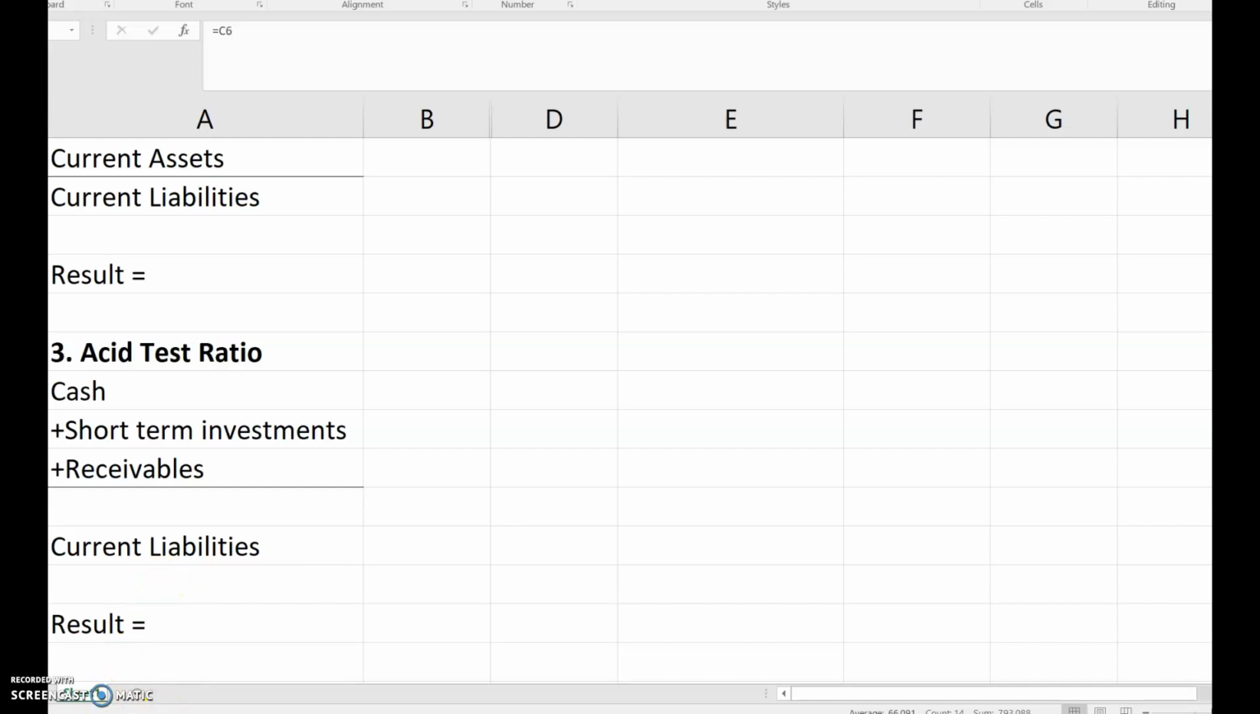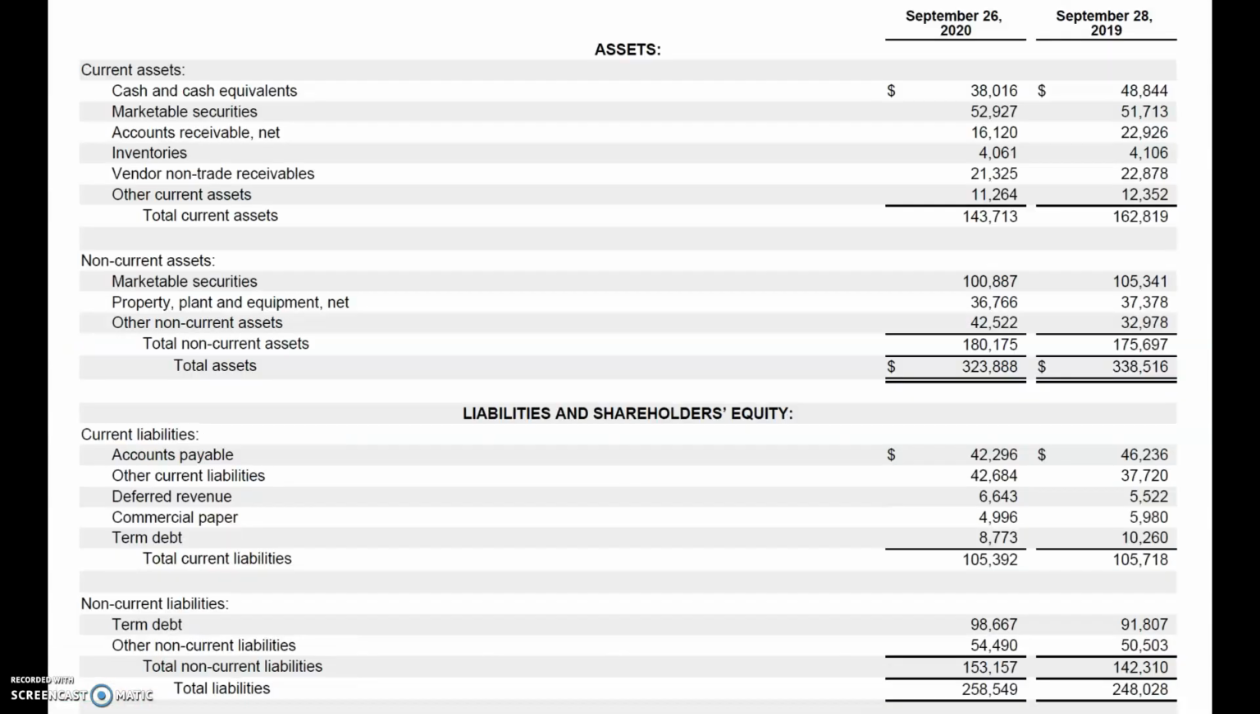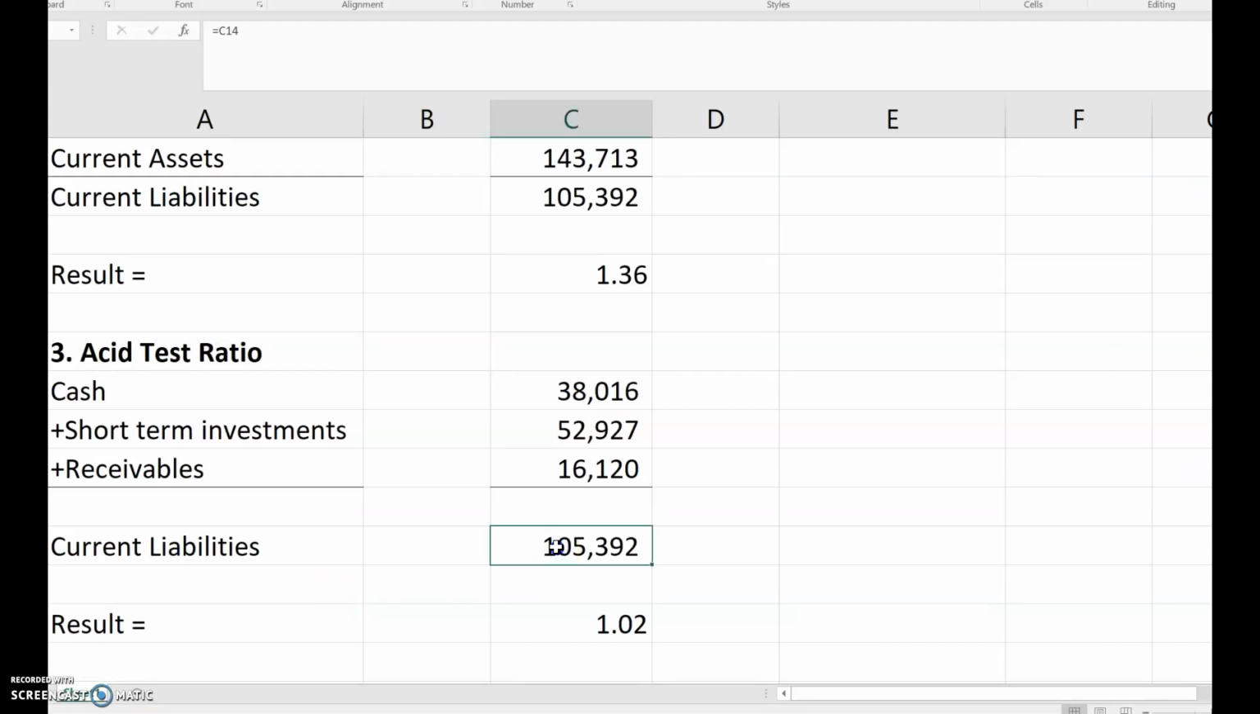So if we go and look at Apple, on their balance sheet, we can see cash and cash equivalents, $38,016. Marketable securities, these are short-term investments. And then we've got our accounts receivable. So we're going to add the three of those together and then divide that by your total current liabilities. So here, that's the current liabilities. The result, I added together. So we summed it and we came to a total before we divided by the current liabilities.